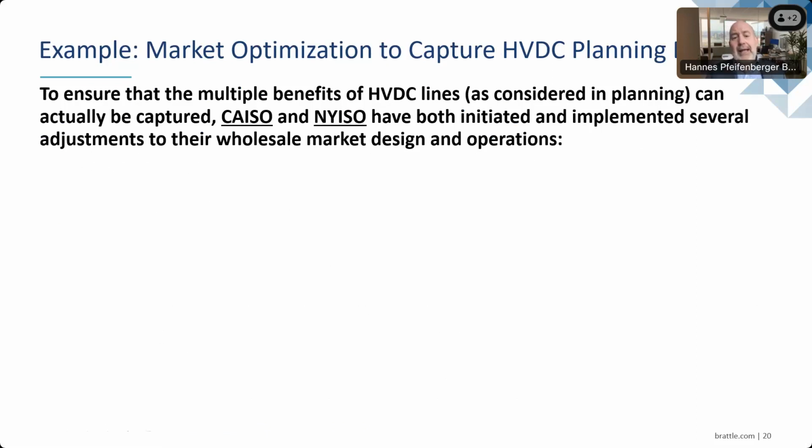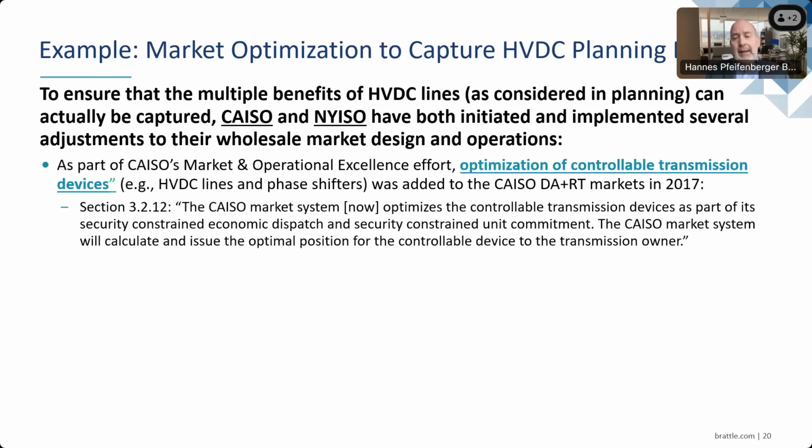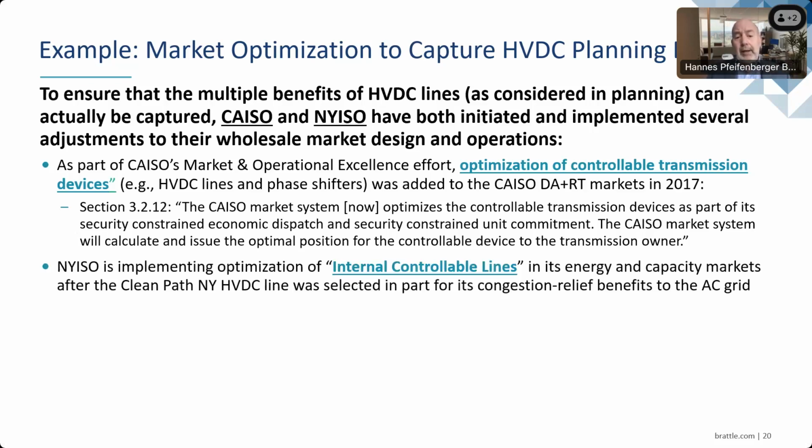And as it turns out, CalISO has already implemented years ago modifications to its market designs, and New York is currently considering that. And what it means is that CalISO has updated its market engine so the market engine can co-optimize all controllable transmission devices with security constraint economic dispatch on the generation side. This is not something the other systems can currently do. New York ISO will soon have its own internal HVDC line, and they are implementing the optimization of internal controllable lines, both from an energy dispatch, but also from a capacity market perspective.